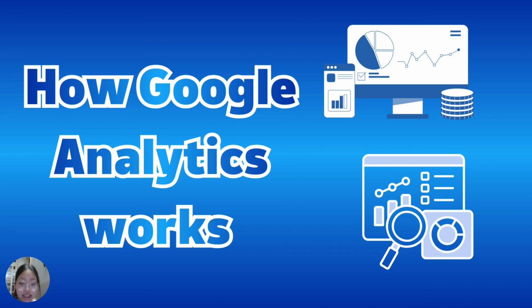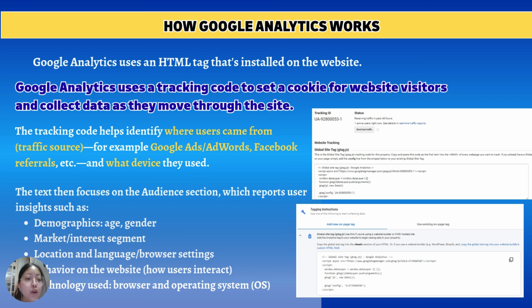So how does Google Analytics work? Google Analytics uses an HTML tag that's installed on the website. It uses a tracking code to set a cookie for website visitors and collects data as they move through the site. Specifically, the tracking code helps identify where users came from, for example, Google Ads, AdWords, Facebook referrals, etc. The text then focuses on the audience section, which reports user insights such as demographics, market or interest segments, location and language, browser settings, behavior on the website, and technology used.